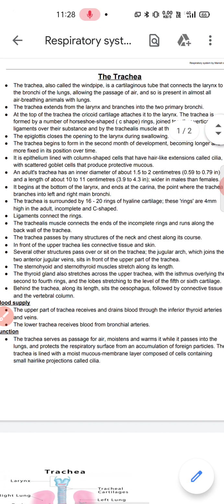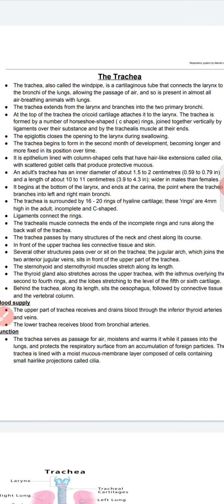In adults, the trachea has an inner diameter of about 1.5 to 2 centimeters, and the length is about 10 to 11 centimeters, wider in males than in females. It begins at the bottom of the larynx and ends at the carina. The trachea is surrounded by 16 to 20 rings of hyaline cartilage. These rings are 4 mm high in the adult, incomplete and C-shaped. Ligaments connect the rings. The trachealis muscle connects the ends of the incomplete rings and runs along the back wall of the trachea.